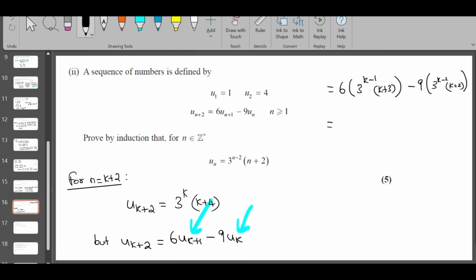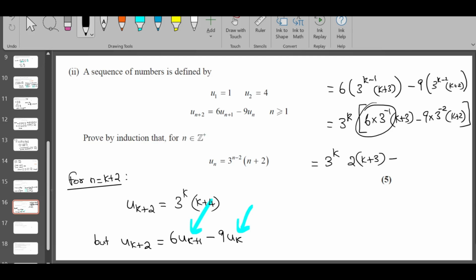Open the bracket and take 3 power k as a common factor. So you will get 6 times 3 power minus 1 times (k plus 3) minus 9 times 3 power minus 2 times (k plus 2). So you're going to get 3 power k. 3 power minus 1 is 1 over 3, so 6 times 1 over 3 is 2, times (k plus 3), minus 3 power minus 2 is 1 over 9, so the 9 will be cancelled, times (k plus 2). Hope you understand this step.